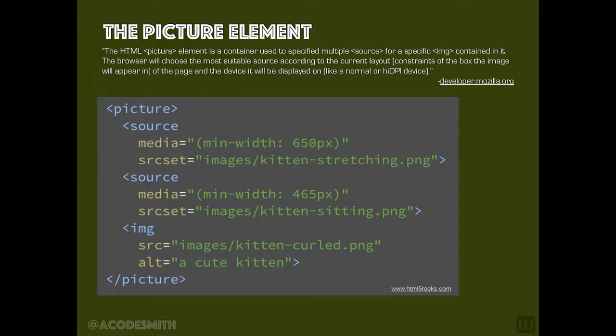You can stack them as many as you need, and then at the very end, you have the thing everyone knows, right? The image tag. It's still there, it still works, but some browsers don't like it when you wrap this picture element around this image tag, some of the older browsers. So you have to provide solutions to fix it. Also, you only need one alt tag, which is nice, but you could also add other alt tags as you need for your different sources.